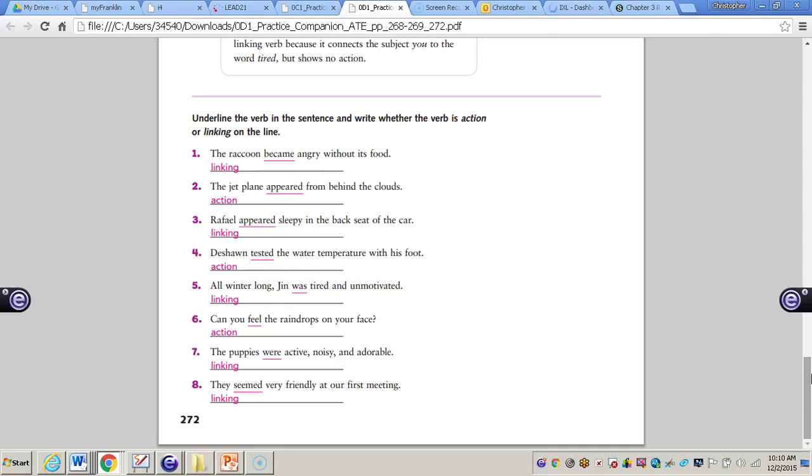So this concludes the video on action and linking verbs. If you have any questions about this concept, please come and see me.